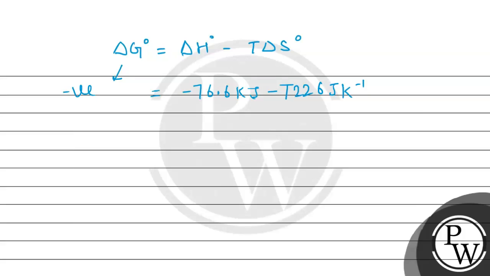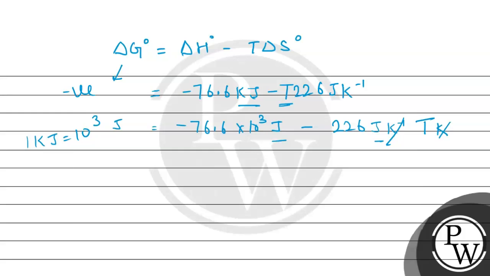So first we will convert kilojoule into joule. 1 kilojoule is 10 raised to power 3 joules. So here we can write minus 76.6 into 10 raised to power 3 joules minus 226 joule per Kelvin, and the unit for the temperature should be in Kelvin. So here we can write T Kelvin. So Kelvin and per Kelvin will cancel, and here we can see the unit is joule.